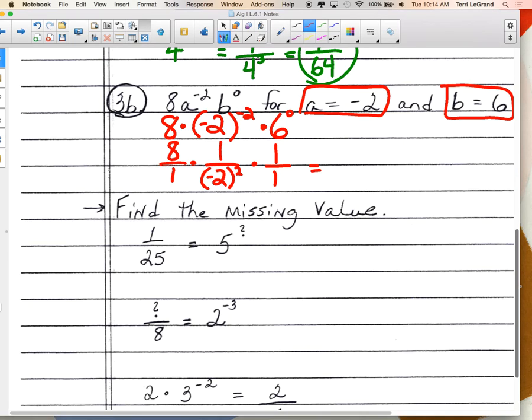Well then, it's kind of looking like we're gonna... no, we can do this, right? 8 times 1 times 1 is? 8. What's -2 squared? 4. Positive 4, because a negative times a negative is a positive. So we have 4 times 1 times 1. 4. 2. And that equals 2. Good job.